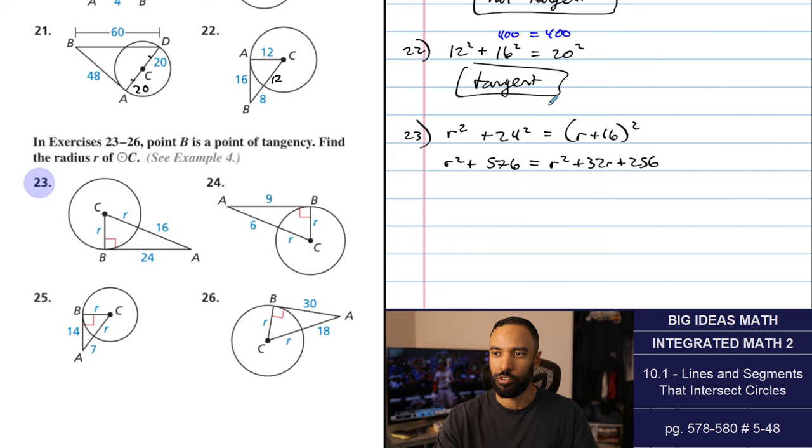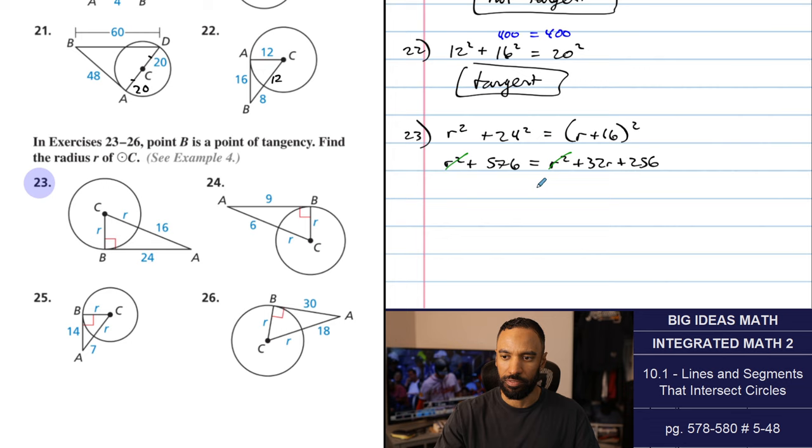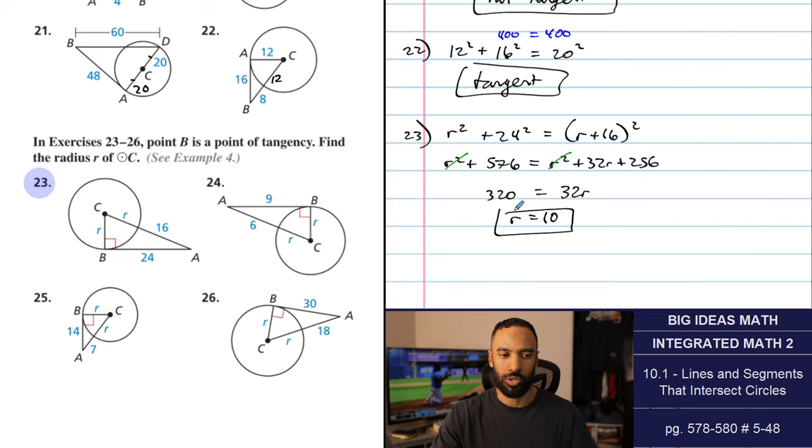And I'll keep the 32R over here. If I subtract 256, I get 32R equals 320. So yeah, that makes sense, and R is 10. So your radius is 10, just 10 units. Doesn't look like we have centimeters, inches, anything like that. And we're all set on 23.